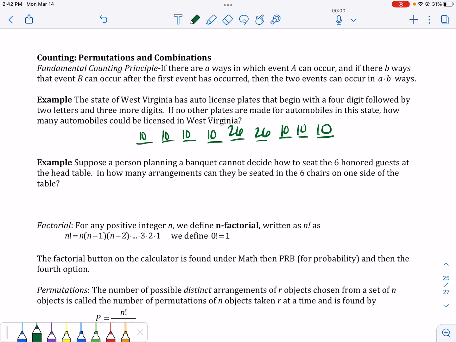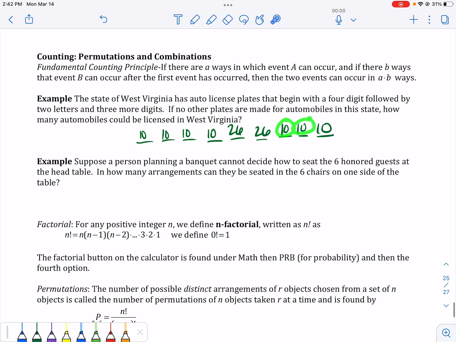So because we have that many choices for each of our numbers, and then this many choices for each of our letters, and then this many choices for each of our numbers, we are just going to multiply those things together. So we can do 10 times 10 times 10 times 10, or you could just write 10 to the 4th, and then 26 times 26 times 10 times 10 times 10. So you get 6, 7, 6, and then 7 zeros.